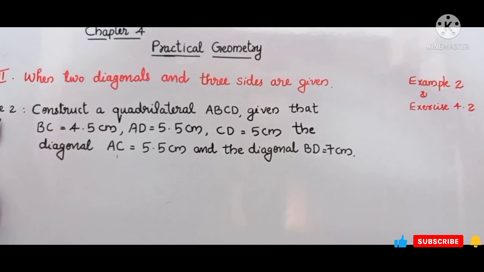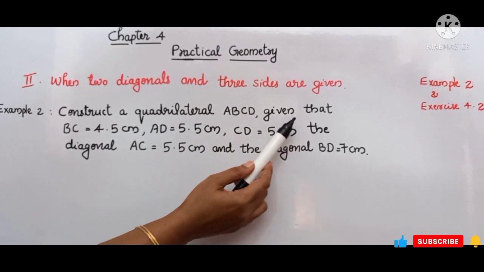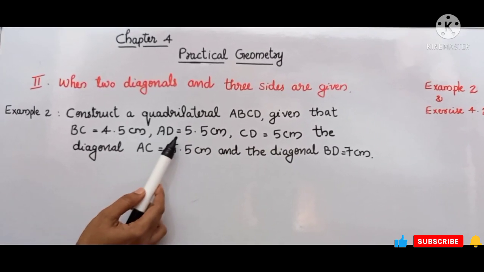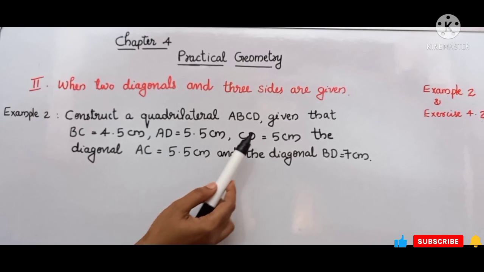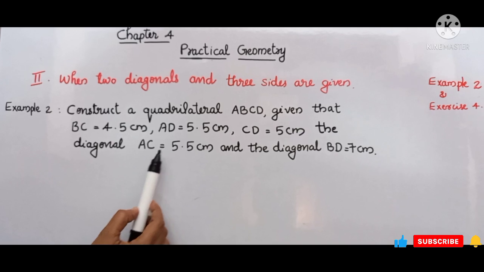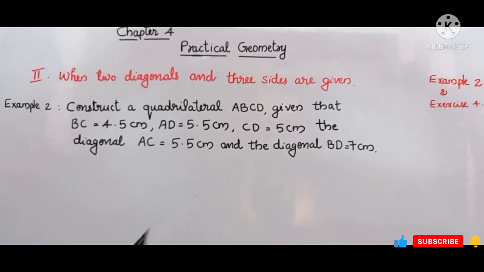The first one, example 2: construct a quadrilateral ABCD given that BC is equal to 4.5 centimeter, AD is equal to 5.5 centimeter, CD equal to 5 centimeter. The diagonals are given, AC equal to 5.5 centimeter and BD is equal to 7 centimeter.